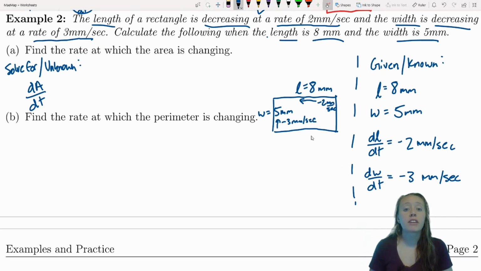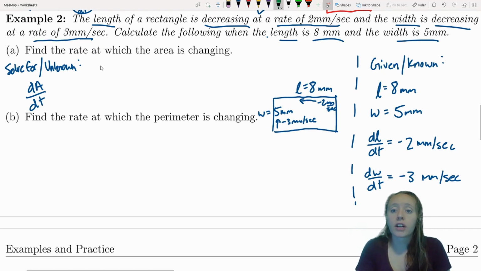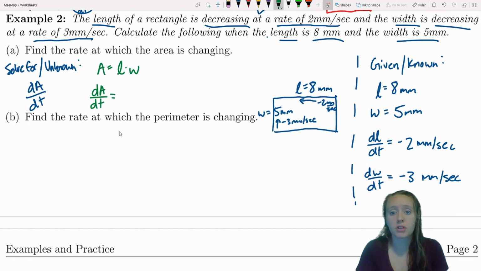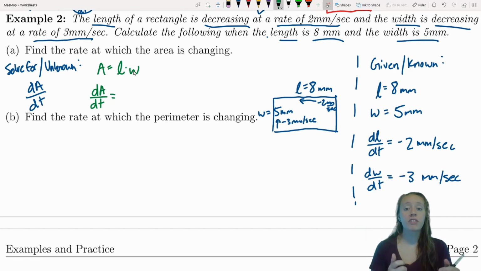Now that I've filled in everything that's been given, I want to find the rate at which the area is changing. So I'm going to need to use the area formula and then take the derivative of that with respect to time. So area for a rectangle equals length times width. So if I'm taking the derivative with respect to time, my left-hand side is going to be dA/dt, which is what I'm trying to solve for, but look on my right-hand side, I have two separate variables that are both functions of time. I'm going to need to do the product rule.